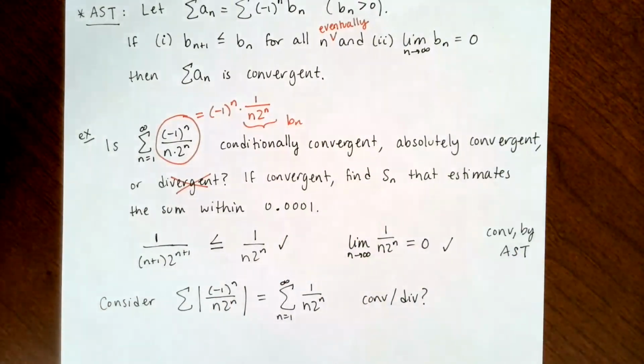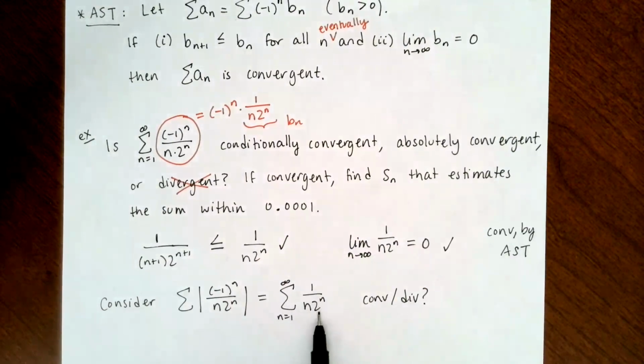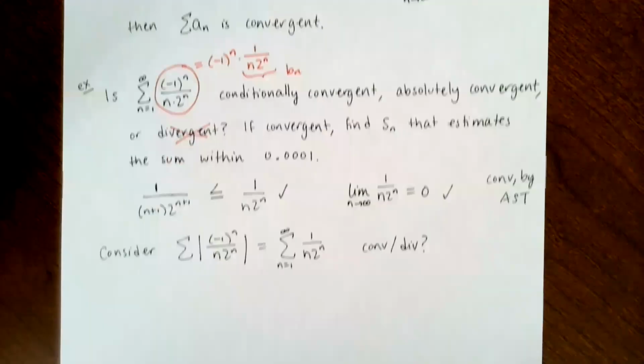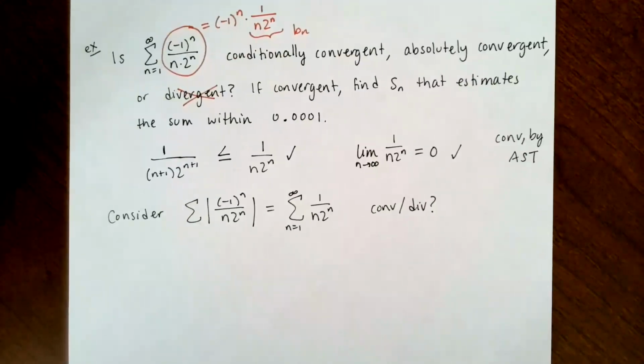Notice that we can't use the alternating series test, because this isn't alternating, so what we just did no longer applies. There's a couple different ways to figure out if this one's convergent or divergent. I'm going to use the direct comparison test with 1/2^n.